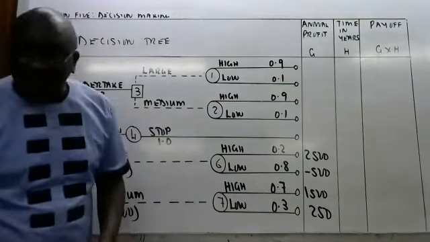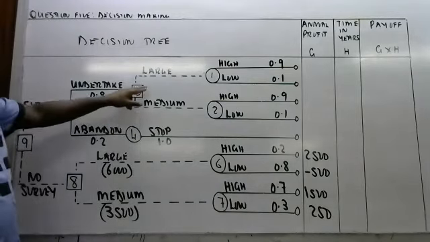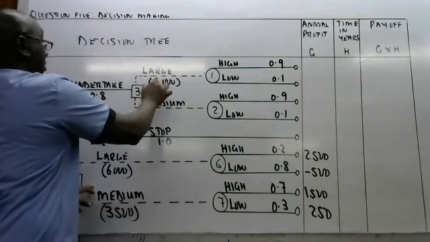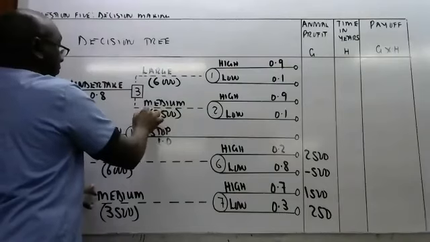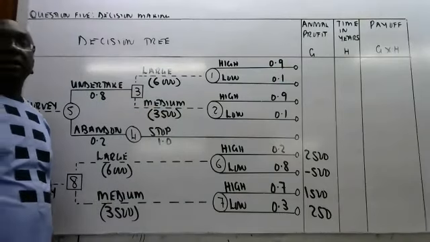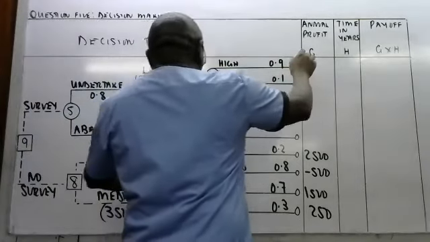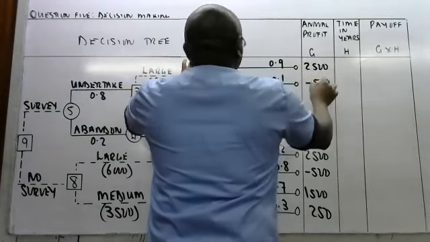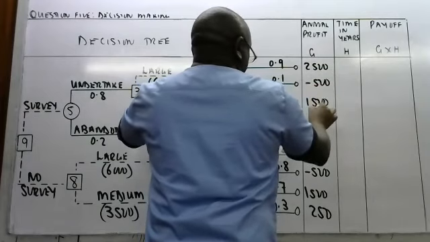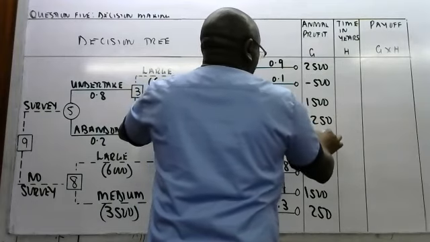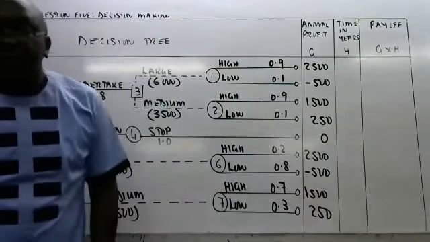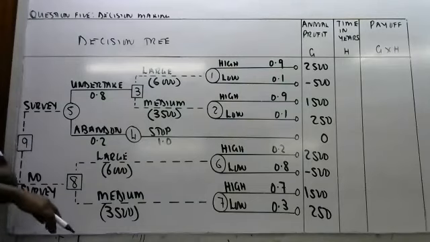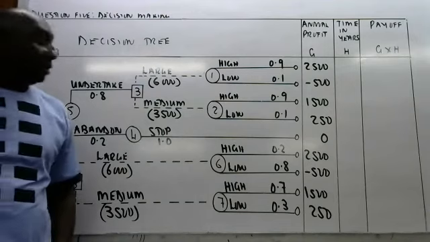Now the costs under the survey branch are the same as these ones, so we can copy them across. The large plant is 6,000 in brackets. If demand is high, it is 2,500, minus 500 if low, then this is 1,500 and this is 250. Obviously, when you abandon, it goes to zero.